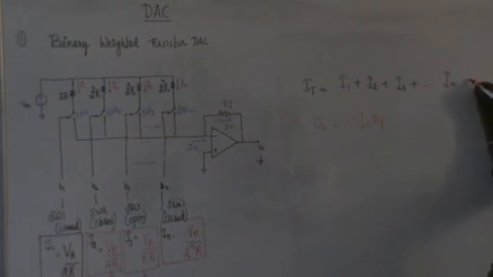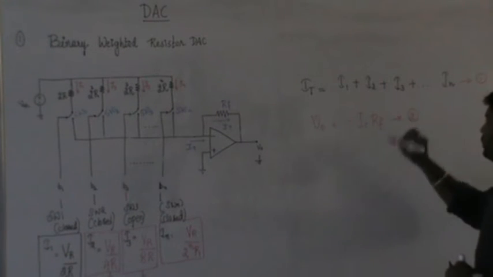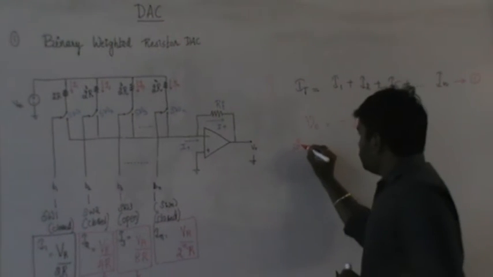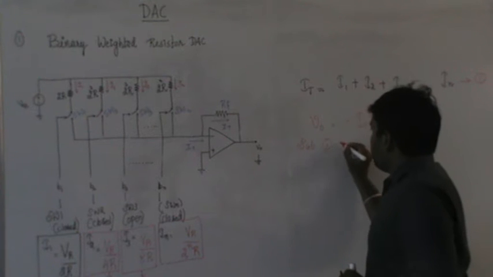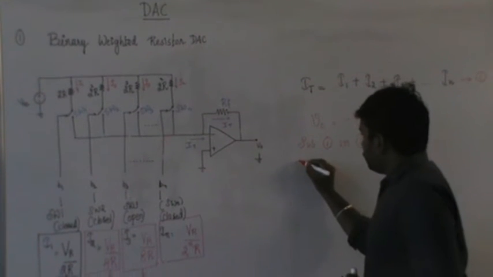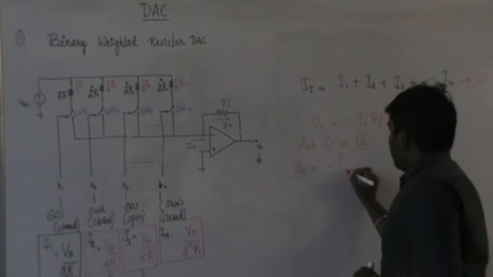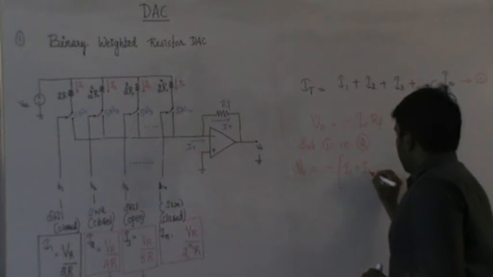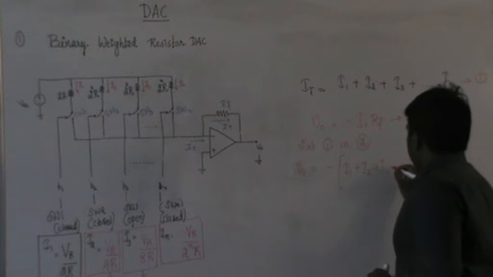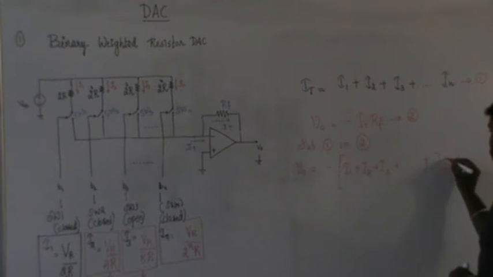Let me take this as equation number 1. Let me take this as equation number 2. Now substitute 1 in 2. So therefore your equation will be V naught is equal to minus I1 plus I2 plus I3 till IN into RF.